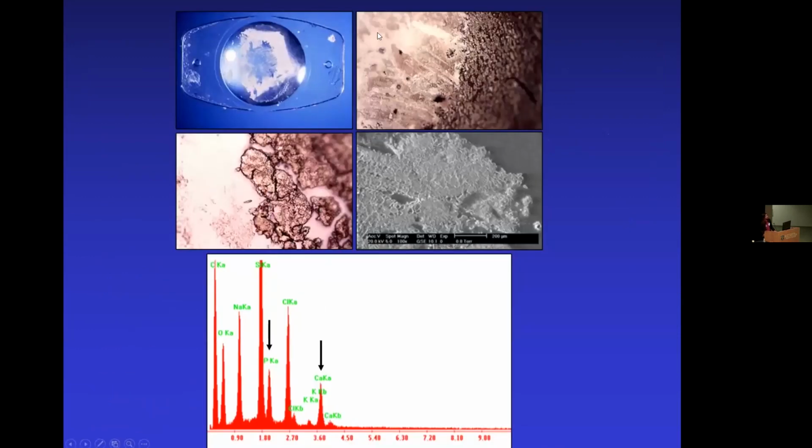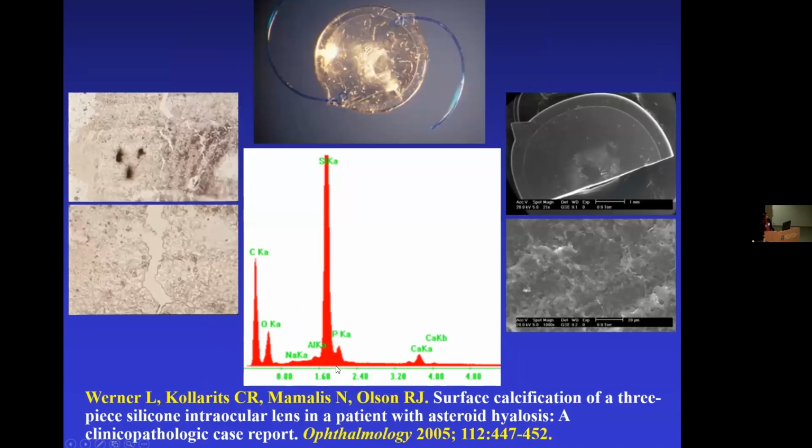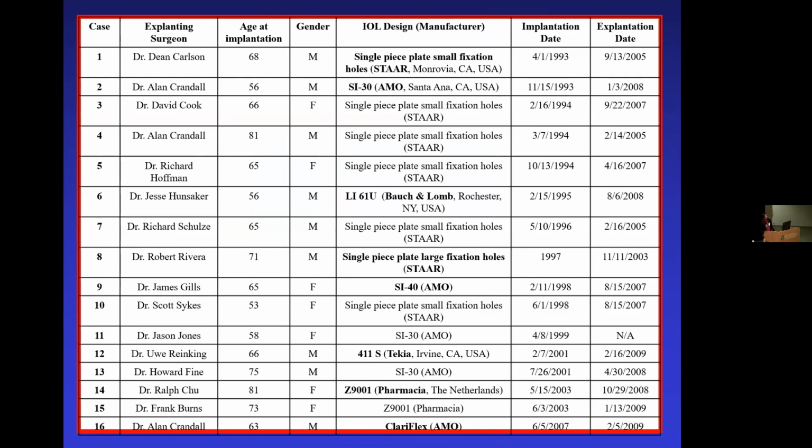So you have here an old silicone lens that was explanted, and you see the plaque of calcification here that actually was cleared up to some extent by YAG laser. You have all the YAG pits here and confirmation of calcium and phosphorus within the deposits. This case is interesting because the patient actually had bilateral asteroid hyalosis, and the other eye of the patient was implanted with a hydrophobic acrylic lens that never calcified, whereas the silicone lens did calcify and was explanted.